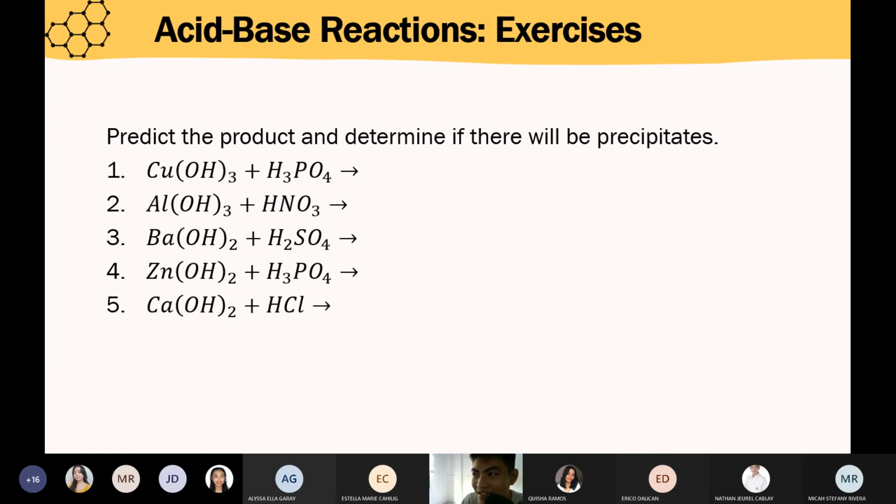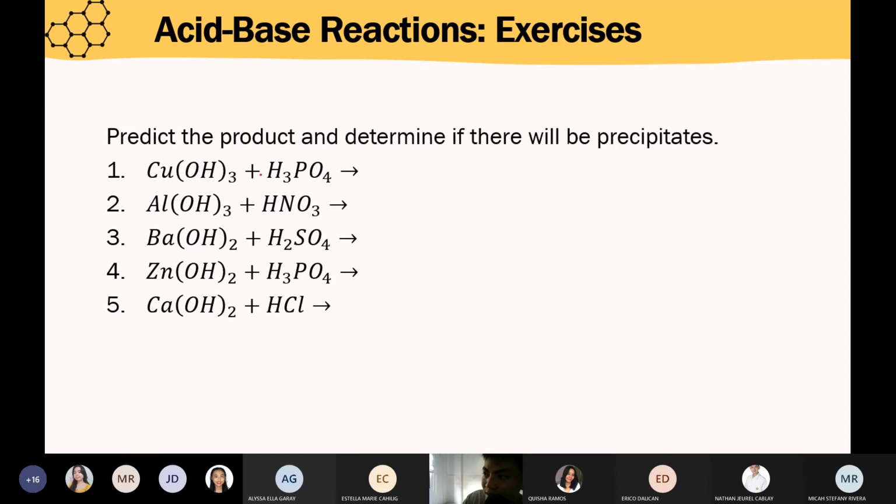So, these are your tasks. Basically, madali lang to. I will answer 2 of them. We still have some time. Predict the products and determine if there will be precipitate. Kasi sometimes we can form precipitates. Meron din namang times na hindi, no? Pero in the case for acid-base reaction, you are just concerned with the OH and H. So it doesn't matter kung may ma-form na precipitate or not, as long as the H and OH react.